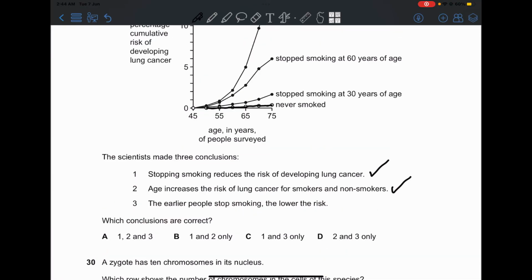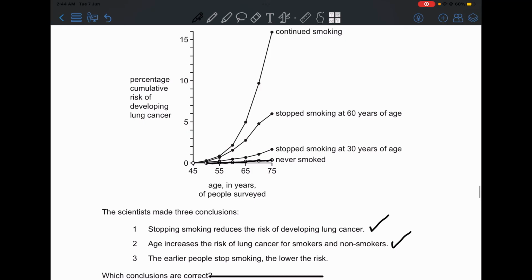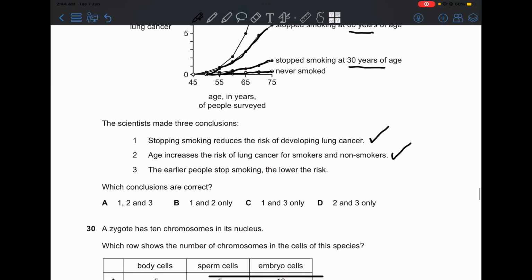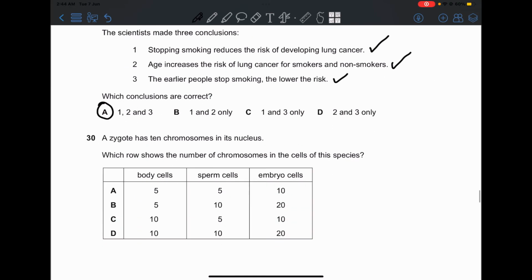3 says that the earlier people stop smoking, the lower the risk. Now this is correct because, as you can see here, when they stopped smoking at 30 years of age, the risk was very low over here compared to when they stopped smoking at 60 years of age. It was higher up. So far all of these conclusions are correct. So we're going to be choosing A.